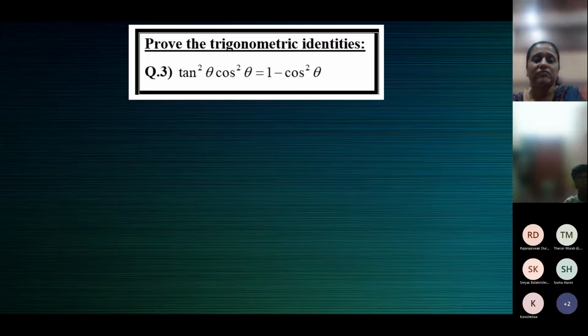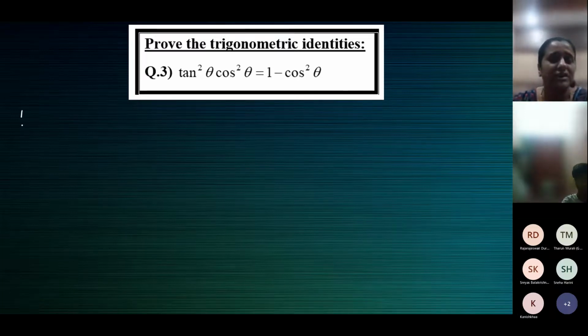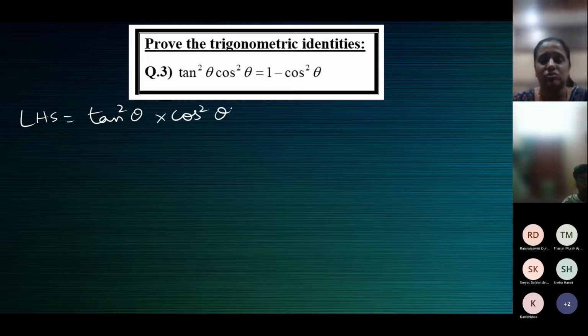So here we'll have to prove that tan square theta into cos square theta is equal to 1 minus cos square theta. So see here, children. Take up the LHS. Don't write now. Tan square theta into cos square theta.